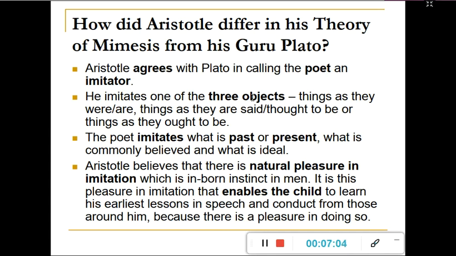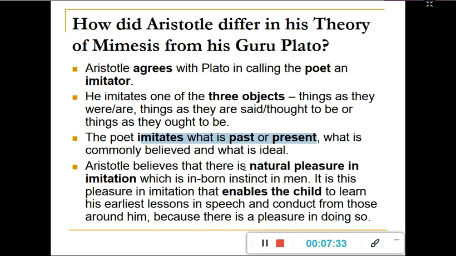he imitates one of the three objects. هو بيقارن imitate اللي هي ديت refers to what he refers to the poet. underline أو نعمل match كده he refers to the poet اللي هم إيه بقى things they are said or thought to be or things as they ought to be. وبعدين بيقول لنا the poet imitates what is the past or the present. برضو imitators. بصوا بيكمل ايه بقى هنا بقى ناخد بالنا من النقطة دي.